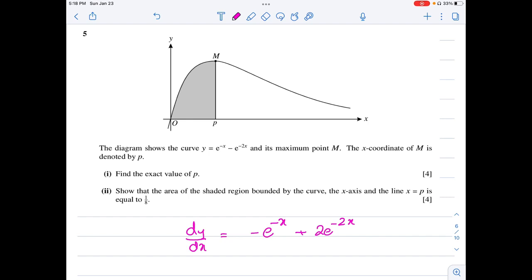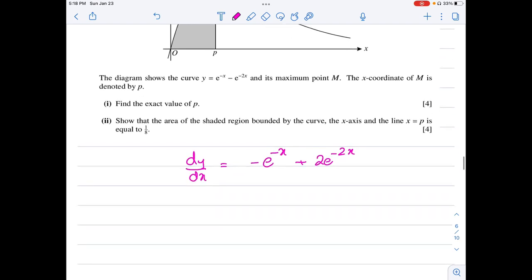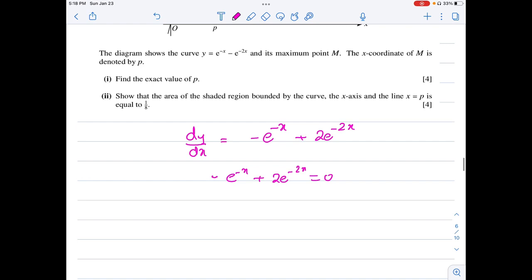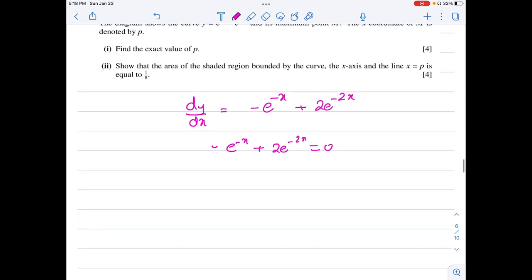So I got the derivative. Now this derivative should be equal to 0. So minus e to the power of minus x plus 2 e to the power of minus 2x is equal to 0. So I have to get the value of x. So what am I going to do?